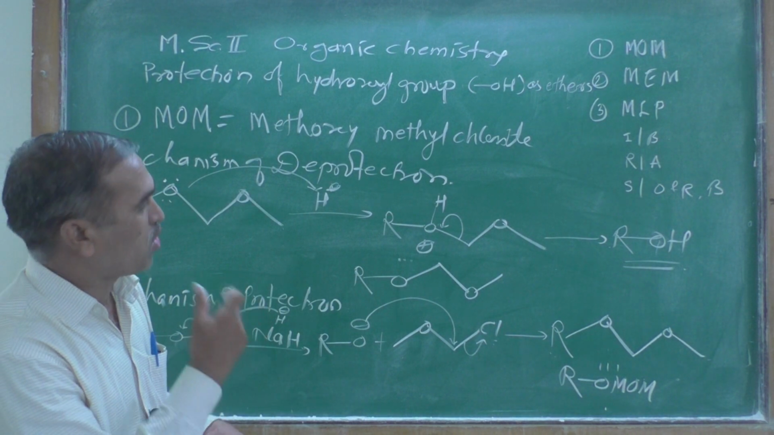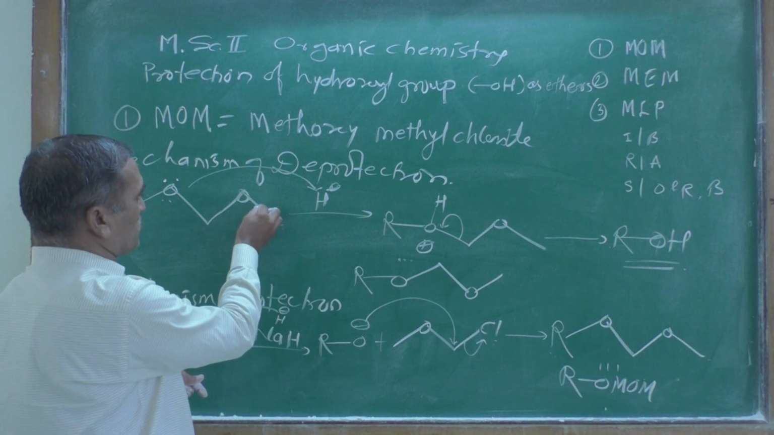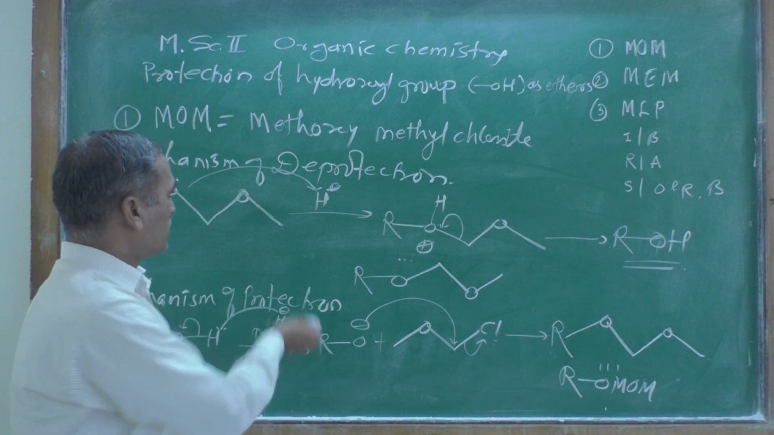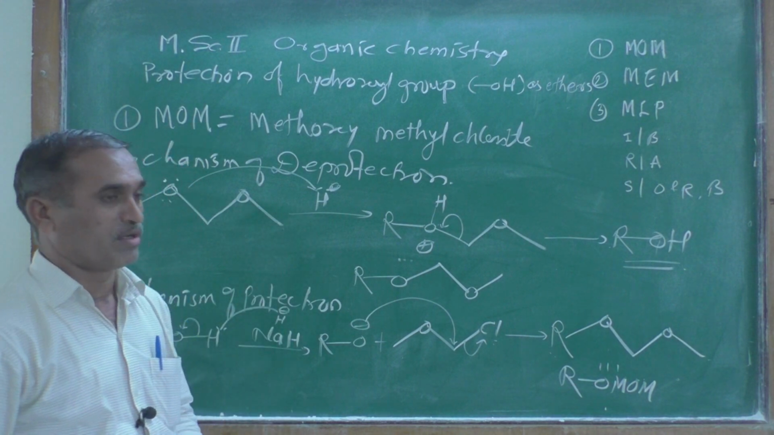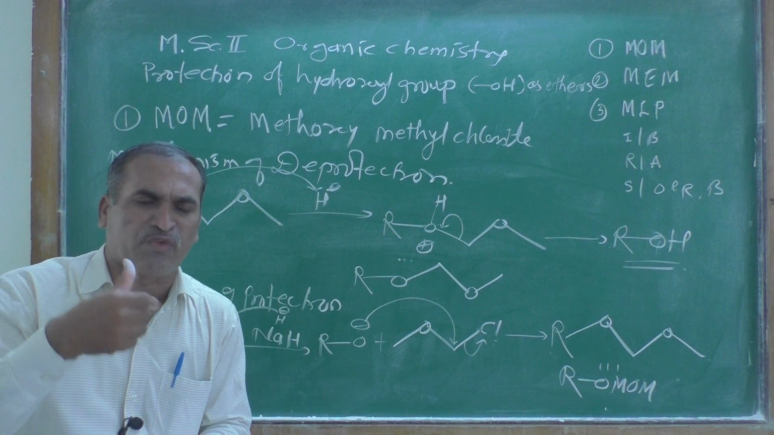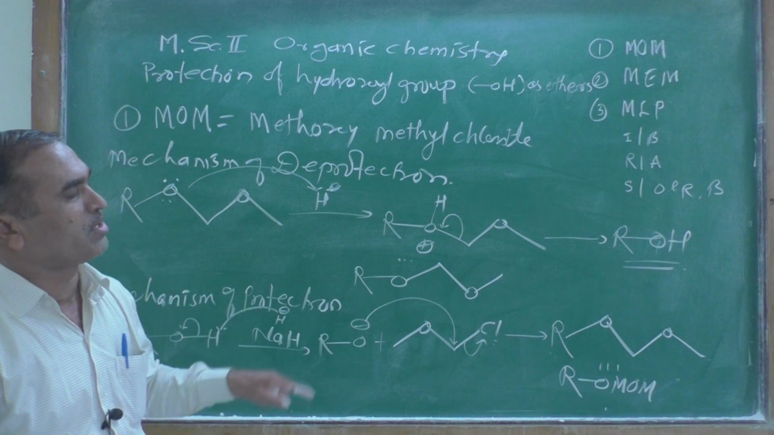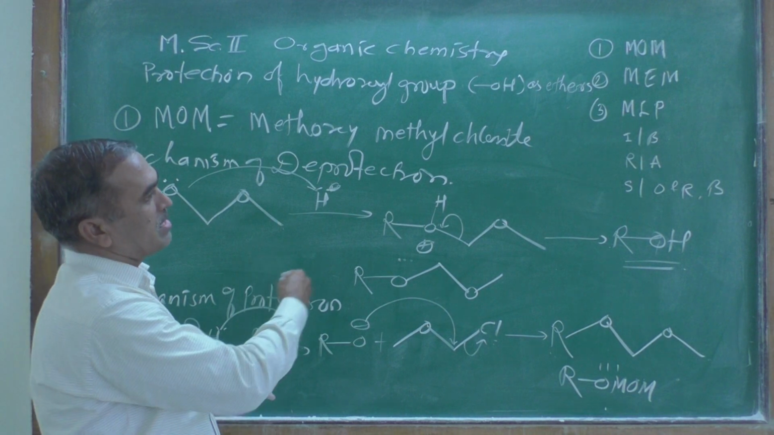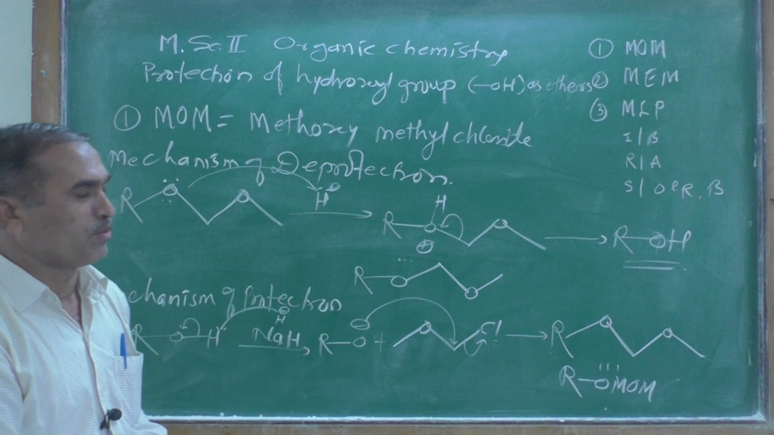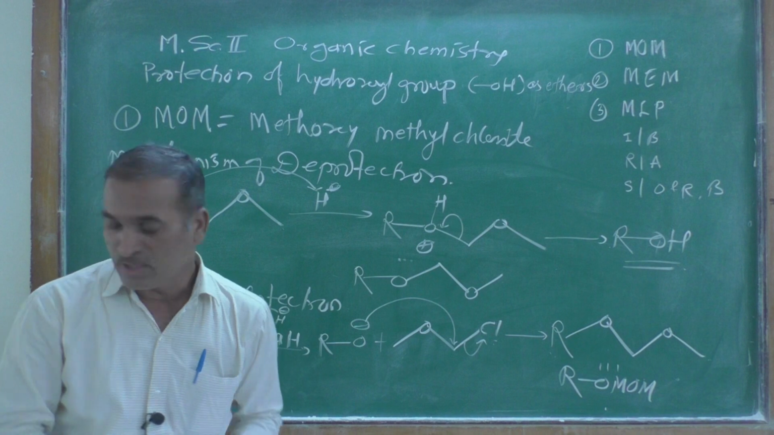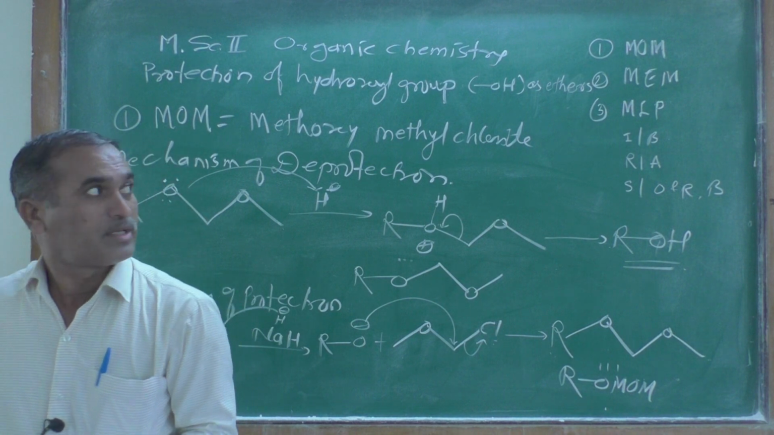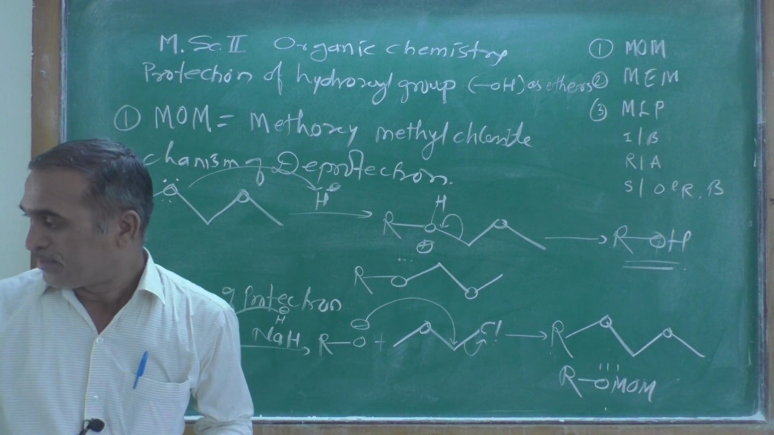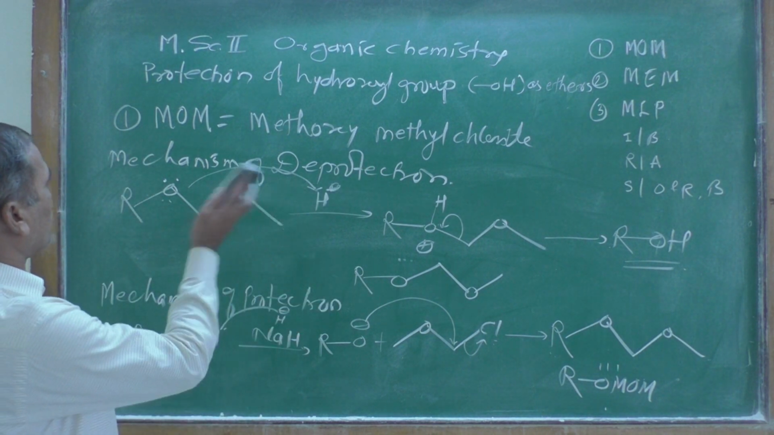If you use a strong acidic condition, there is a possibility of breaking this bond, and therefore this methoxy bond is a very stable bond. It requires a vigorous condition to break that bond, and therefore by using a mild acidic condition we can easily remove this group. So this is all about the first, MOM group, methoxy methyl chloride, how it is used for the protection that we have seen.